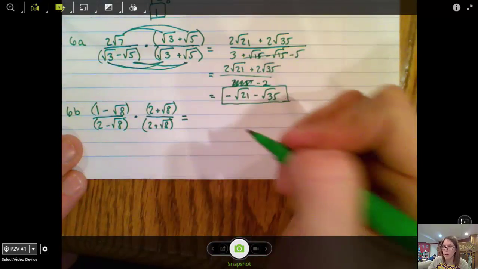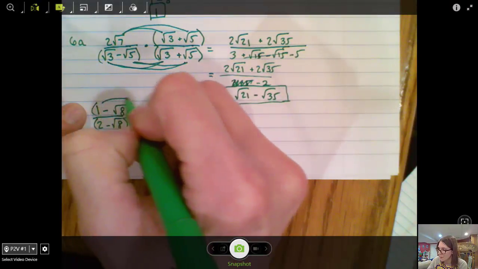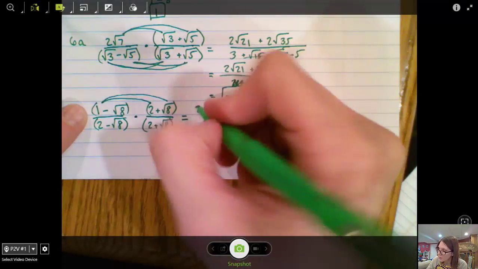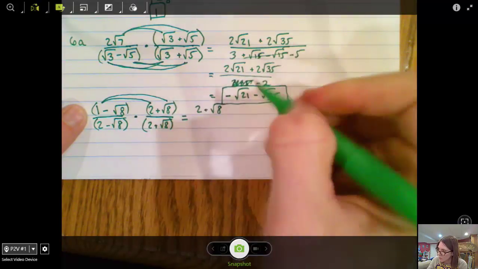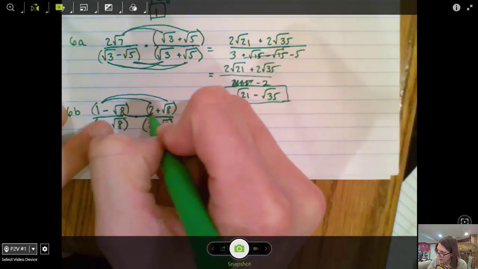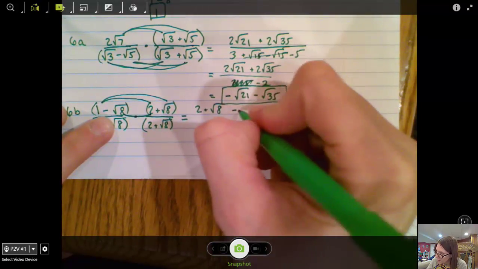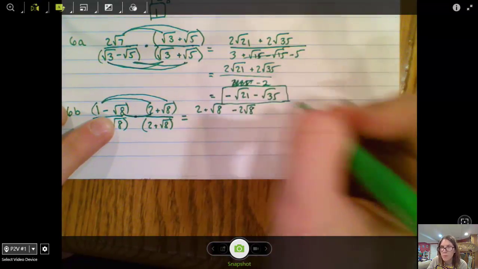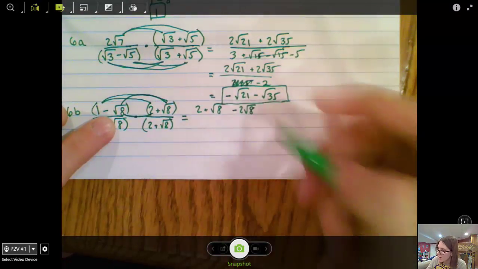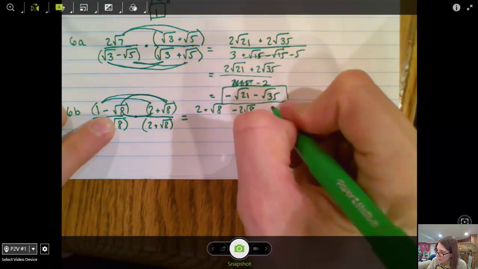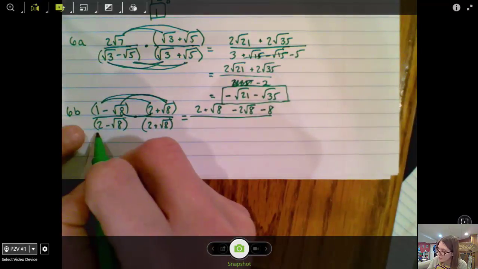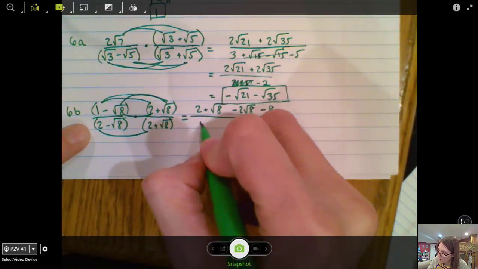And this one we're going to have to FOIL 2 different places. On the top, 1 times 2. 1 times the square root of 8. Negative square root of 8 times 2. And last, negative square root of 8 times the square root of 8. It's just minus 8. In our denominator, our first terms, we get 4.